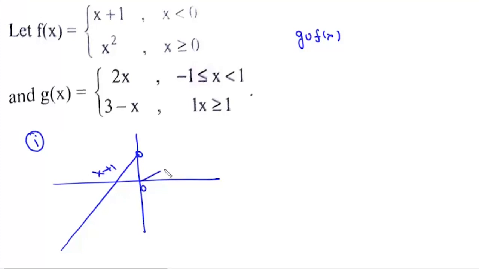So it is x square when x is greater than or equal to 0. So in this case, this f(x) has a discontinuity at 0. Here, there is a definition change at 0.